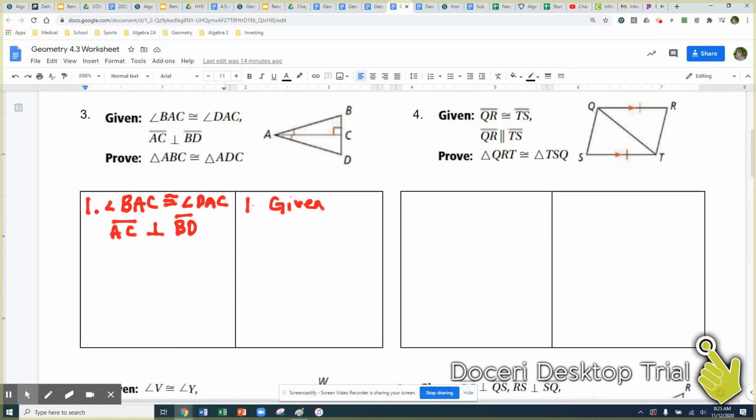So when you're writing proofs, and we're doing our proofs when we get to our assessments, your first reasoning is always going to be given. So you should at least get 1 point on every proof, right? It's always going to be given, that very first reason. Now we need to prove that last congruent statement. Triangle ABC is congruent to triangle ABC.